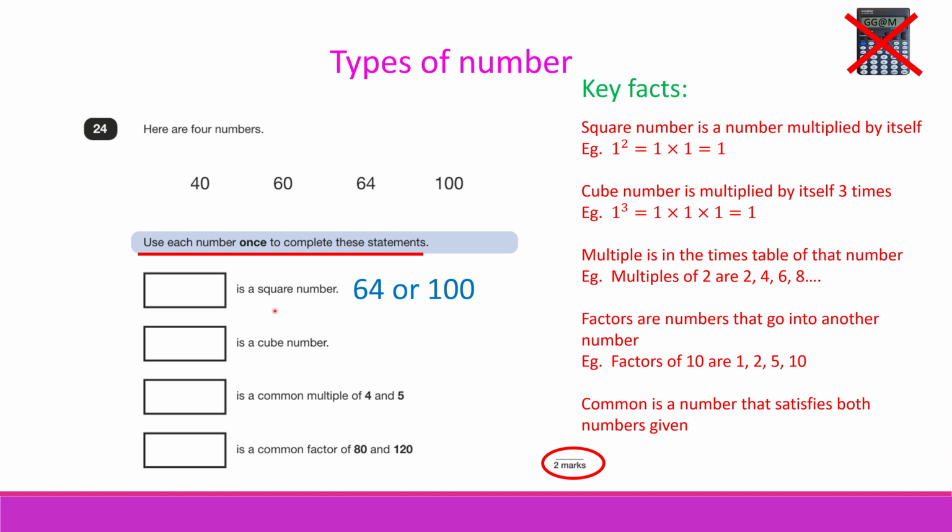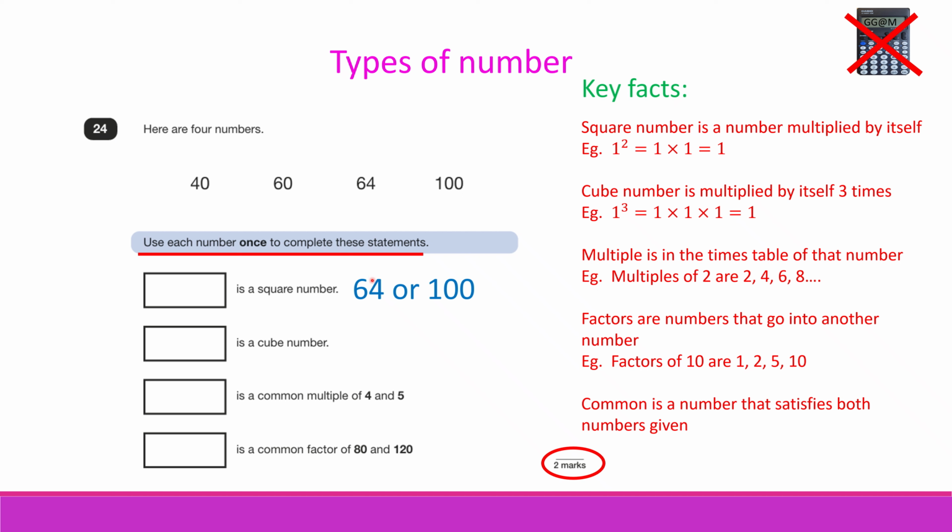So we can look at our cube numbers. From here, a cube number is multiplied by itself 3 times. So 1 cubed is 1, 2 cubed is 8, 3 cubed is 27, 4 cubed is 64, that's one of our numbers, and 5 cubed is 125. In the exam, you'll be expected to learn up to 5 cubes.